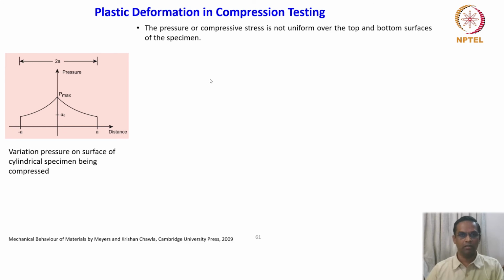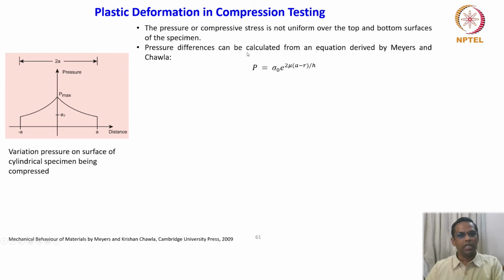It is not like the tensile specimen, where the material is subjected to almost uniform strain in the gauge length. But in compression, the pressure or the compressive stress is not uniform over the top and bottom surfaces. So the variation of the pressure on the surface of the cylindrical specimen is being shown here. Okay, so this is a pressure. This is A, with positive axis and negative axis.